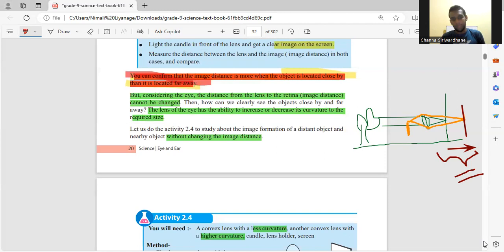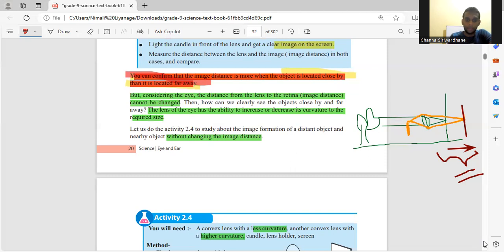But considering the eye, the distance from the lens to the retina, image distance cannot be changed. It is fixed. Then how can we clearly see the object close by and far away? The lens of the eye has the ability to, this is how the proper images are created on the retina without moving the retina or the lens here and there.